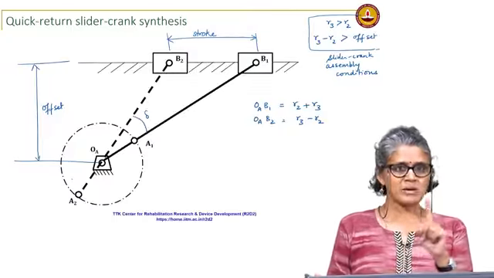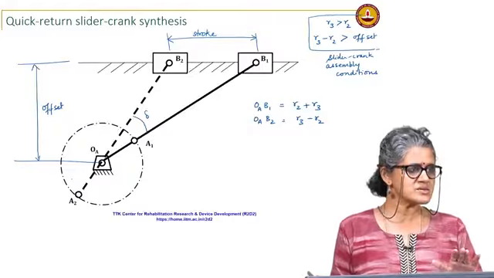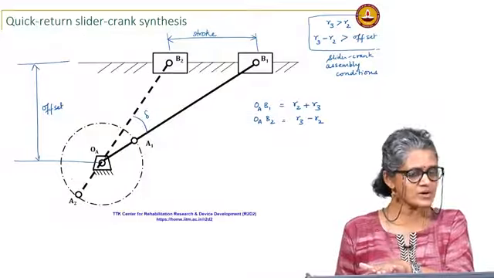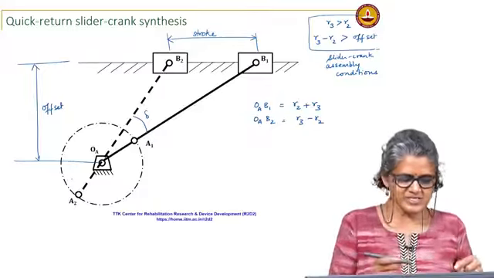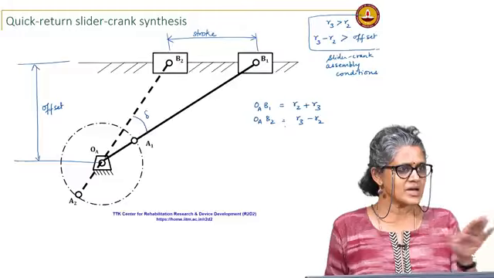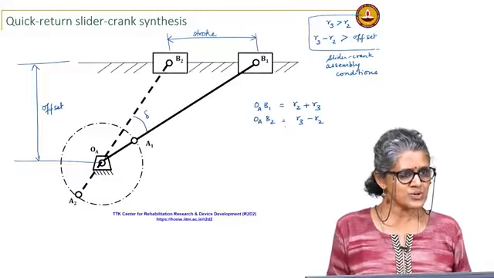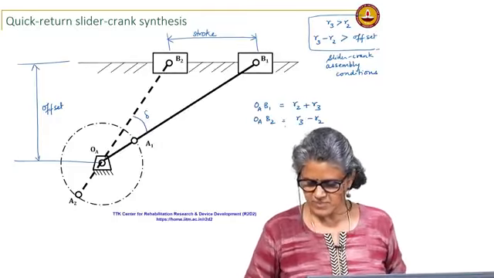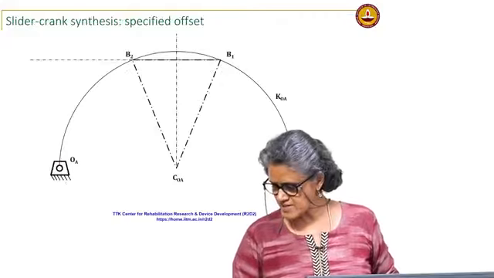Now, if I fix one more thing in the slider crank, then my solution becomes unique for a given stroke. If I am given the stroke and the timing ratio, and I fix, say, the offset R2 or R3, then my solution for the slider crank becomes a unique solution. So, let us just look at the case of specified offset.